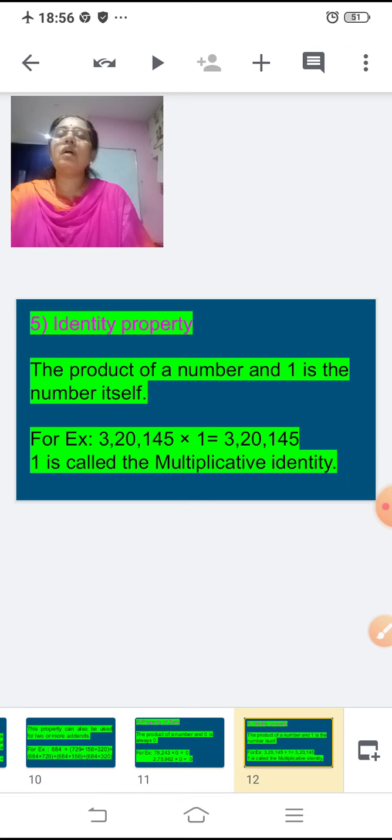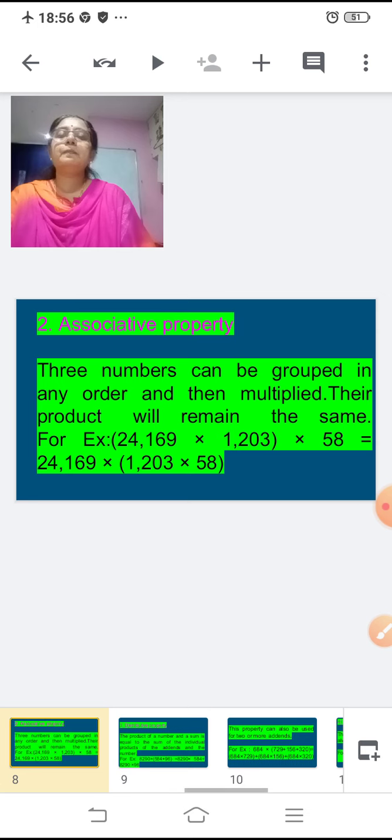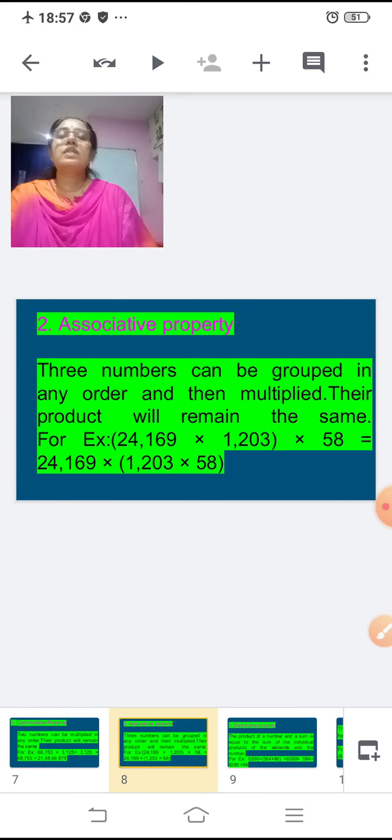So today we have learned the properties of multiplication. Let us first revise all the properties. The first one is commutative property, where it tells us that if you change the order of any two numbers, the product will remain the same. The second is the associative property, where three numbers can be grouped in any order and then multiplied, and the answer will remain the same.